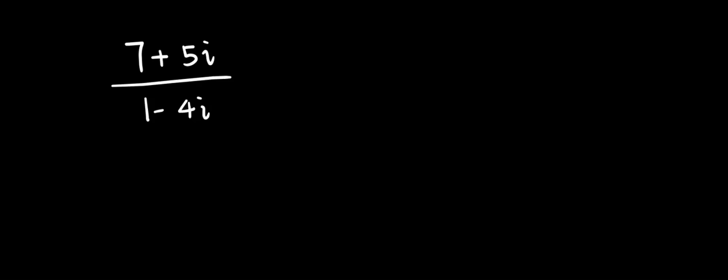Alright, the question asks you to write the quotient of this expression in standard form. So what we can do is use a concept called conjugate. I want to change the appearance of this expression, but I do not want to change the value. Therefore, we can times 1. But if we times 1, we're not really doing anything, because it's still 7 plus 5i over 1 minus 4i.